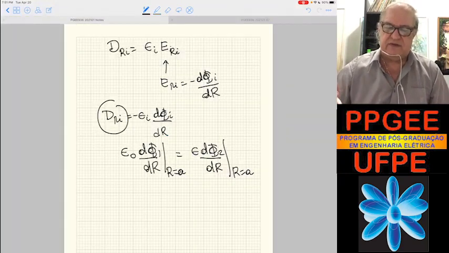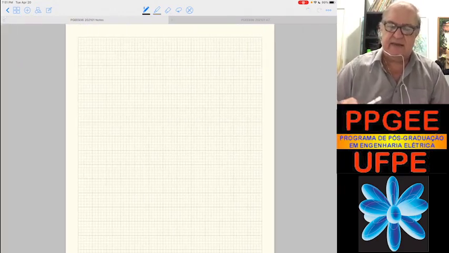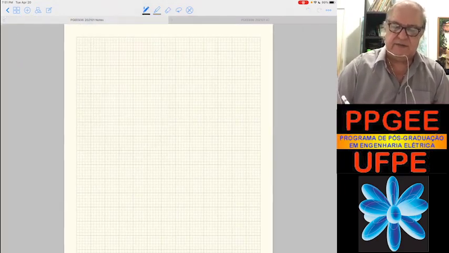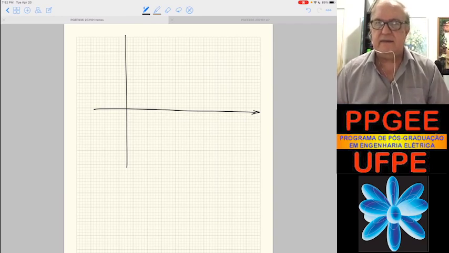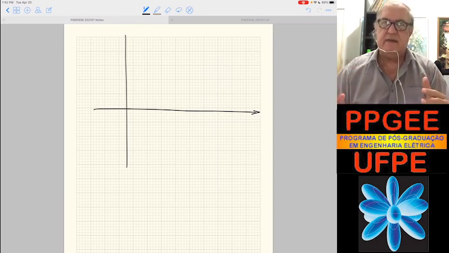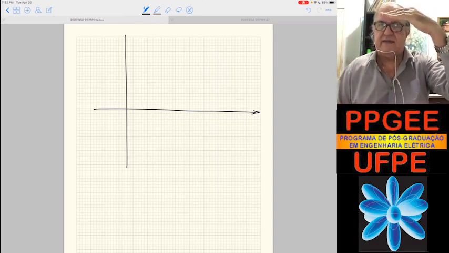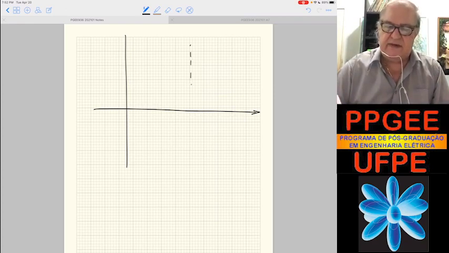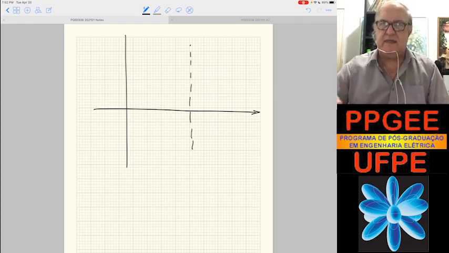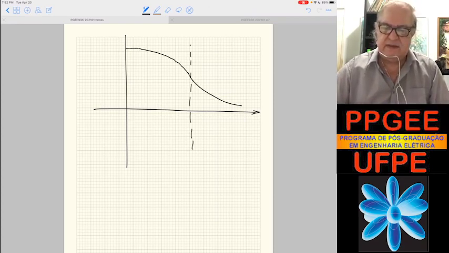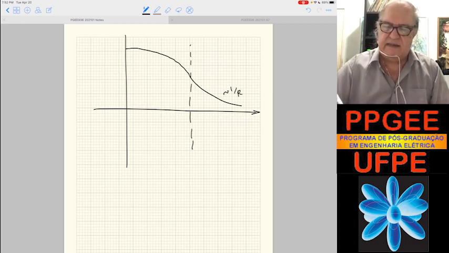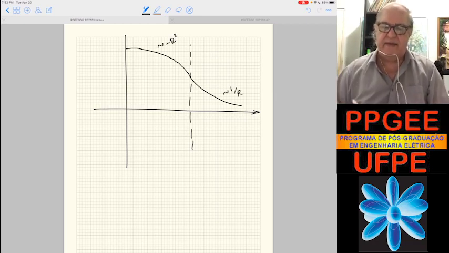If we look at the plot of those functions, if the permittivities are the same, you're going to see something like this for the potential and for the field. The potential has a quadratic, parabolic behavior inside, with a zero derivative at r equals 0. And if the permittivities are the same, it has a continuous derivative here. This is the 1 over r. This is minus r squared dependence.